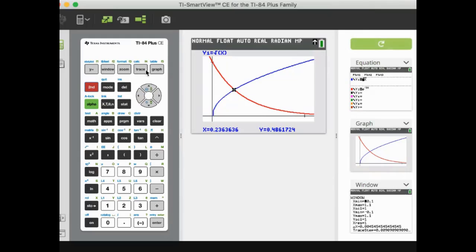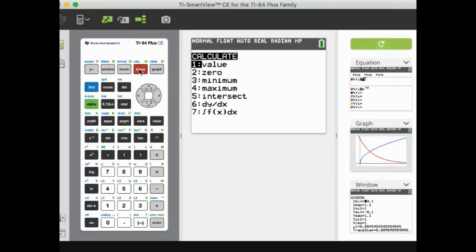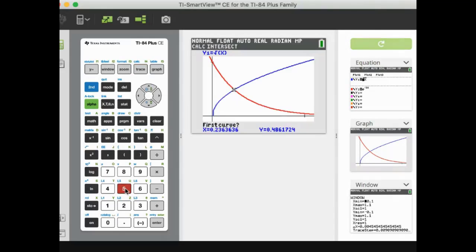So we're going to go second trace, or calculate again. Same thing, except this time we want the intersection. So right here, intersect, that's number 5 for the TI-84s. If you have a TI-89, you're still going to look for your intersection. It's the same thing. I'm going to press number 5 here. It says, what's the first curve? What's the first function that we had? The first function was our y1, which is radical x. So I'm going to press enter on that.